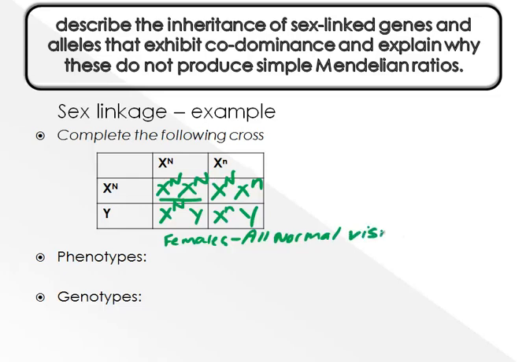Remember, phenotype is the physical appearance. So the females are not colourblind. It's not asking us whether they carry the trait, just what they appear to be. We'll now look at the males, and we see that there is one normal vision male, one colourblind.